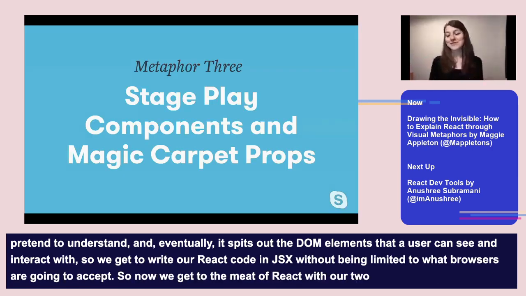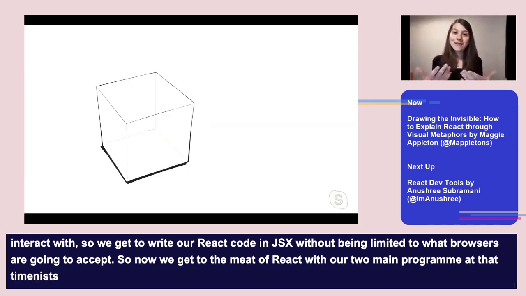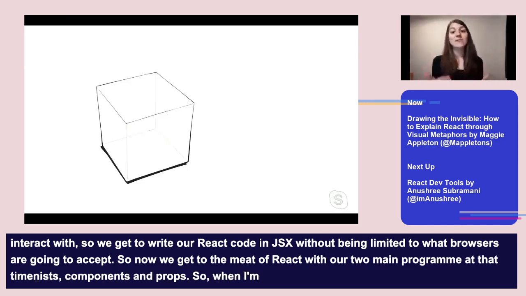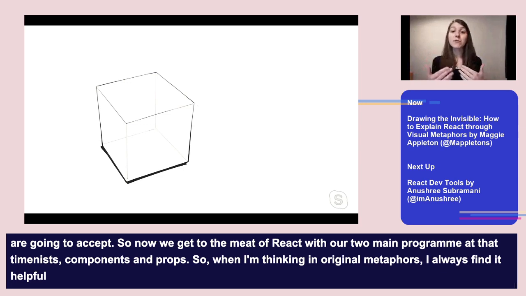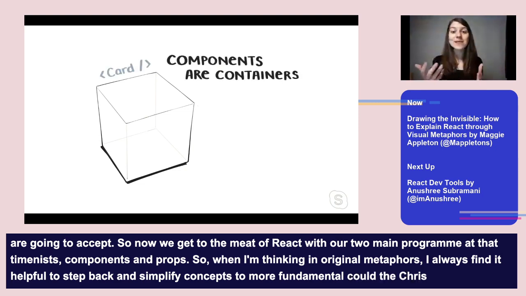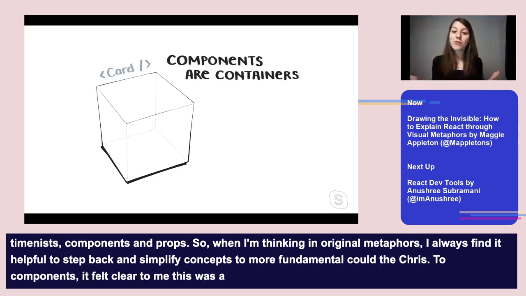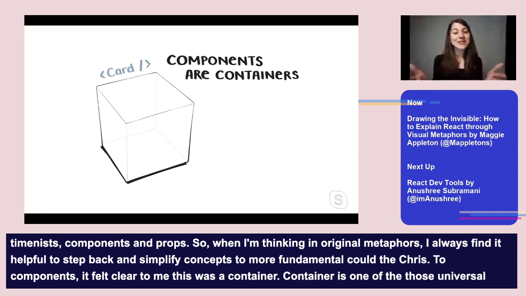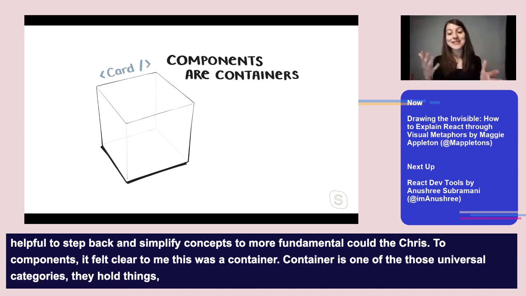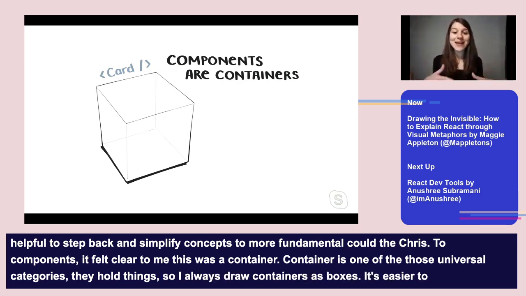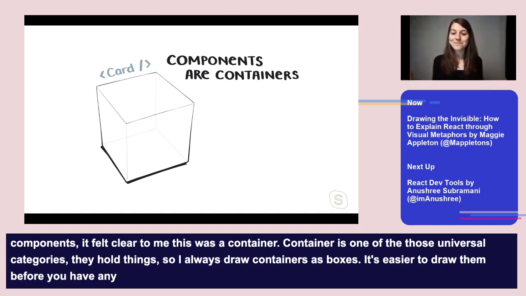Components and props. So when I'm thinking in visual metaphors, I always find it helpful to step back and simplify concepts to their more fundamental categories. So for components, it felt clear to me that this was simply a container. Containers are one of those lovely universal categories of the world. They hold things, they have boundaries, things go into and out of them. So I always draw containers as boxes first. It's an easy thing to draw before you have any better metaphor ideas. And when you're drawing, everything usually starts as a box anyway.